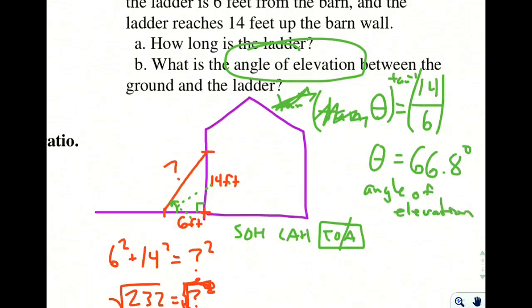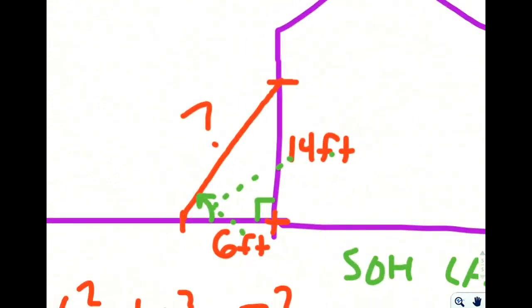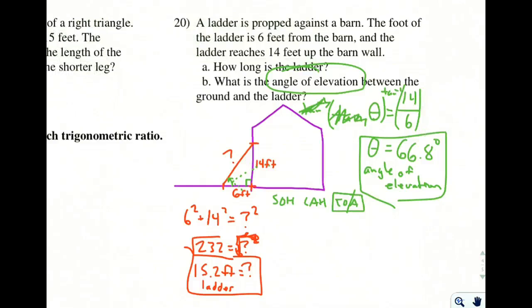Quick common sense check to make sure that seems reasonable. We look at the picture, and it looks like this angle is definitely more than 45 degrees, but less than 90. So saying this angle down here is 66.8 degrees seems totally reasonable.